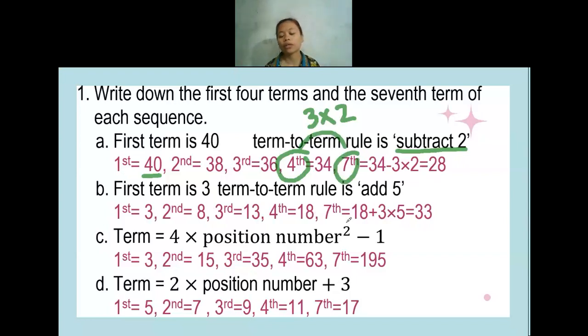terms, and then for the seventh term I just jump from 4 into 7. The difference is 3, and then the term to term rule is add 5, so I do 3 times 5. 3 times 5 will be equals to 15. 18 plus 15, it will be equals to 33. If you don't want to use this way, you want to make a list like finding the 5 first and then find the 6, and then you will be finding the 7, that is also okay.